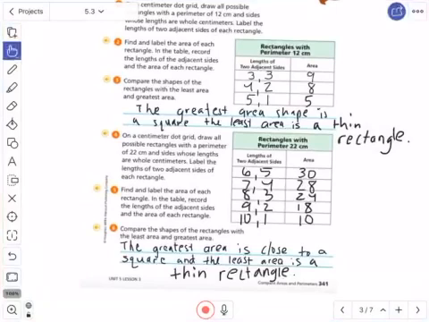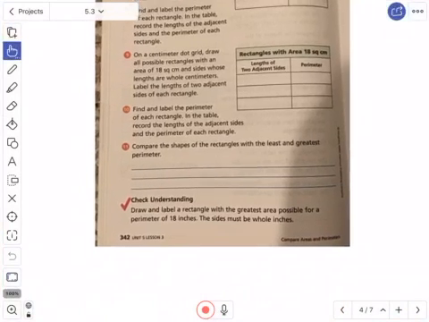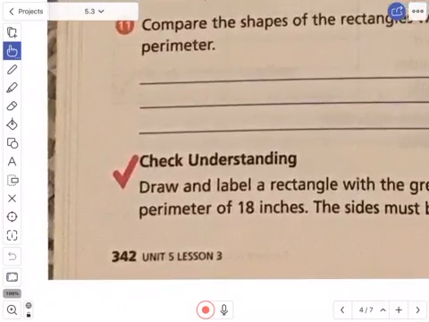Okay, and you can pause it just to double check it, send it off. Then I'm going to go to my next page. My next page is page 342.